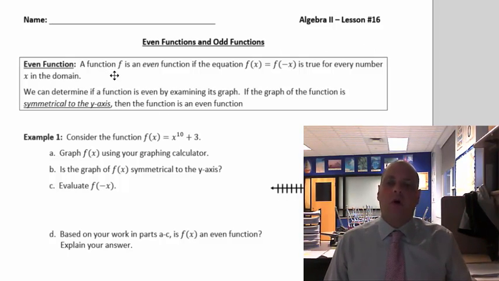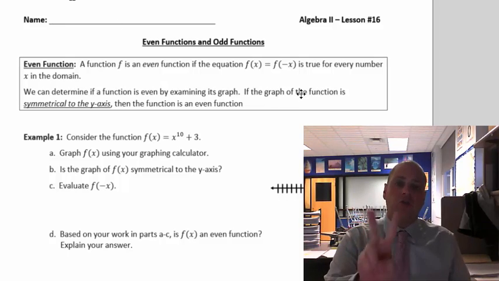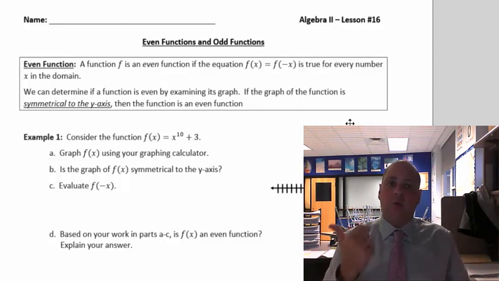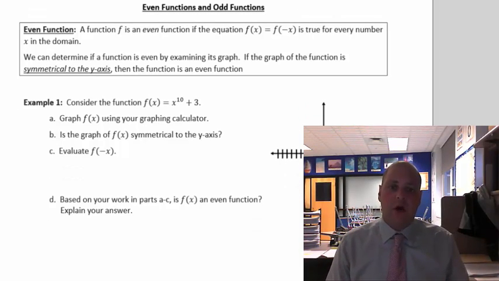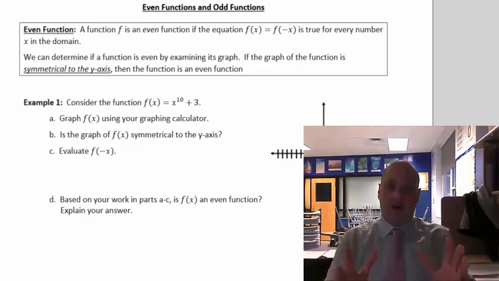So we're going to learn what an even function is, and we're going to show two ways, one algebraically and one graphically, to determine if it's an even function or not. Okay, so here we go. We're going to start with even functions, focus on just even. It's going to take a little while to understand this, but it's not bad actually once we get it.